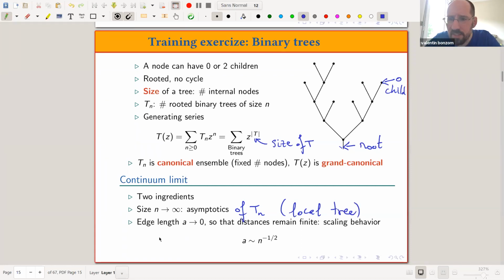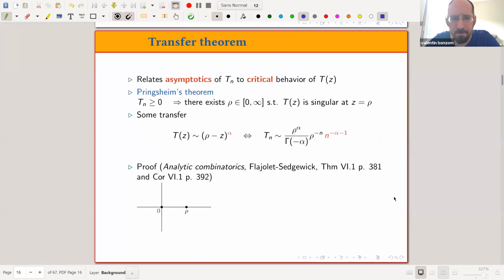So what you want is to have finite distances on your tree. So you introduce some edge length, small a, and it has to go to 0 so that distances remain finite when n goes to infinity. So it requires some special scaling behavior, which is known to be a going like 1 over square root of n. Okay, that's a known fact that I will not prove.